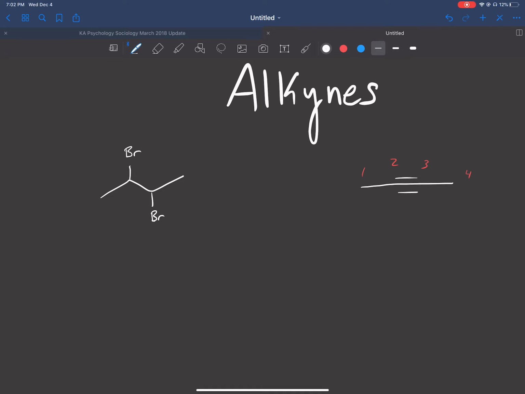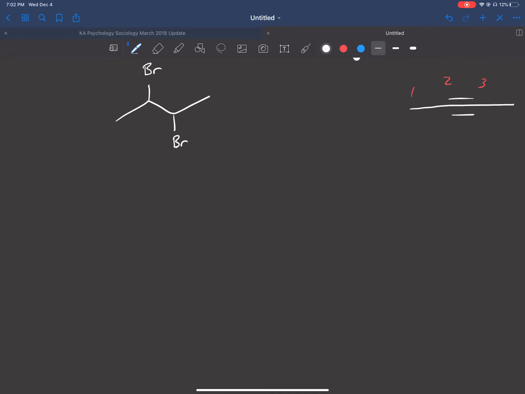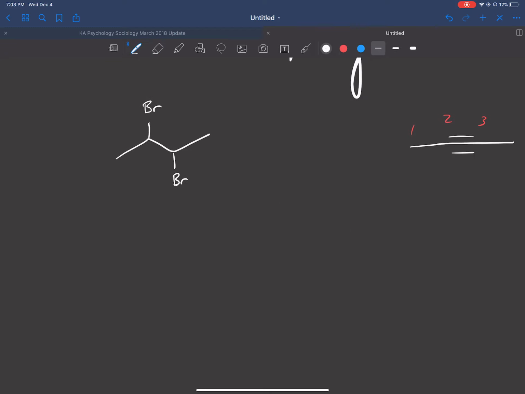This 4-carbon chain with Brs on opposite sides. And you guys know how to get this sort of thing. We can have this double bond, we can add Br2, and we would get a Br there and a Br there. So that's how we could end up starting with something like this. So how would we go now from here to there?